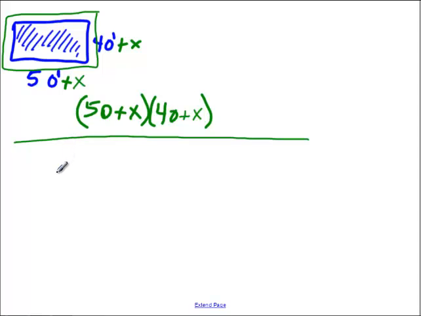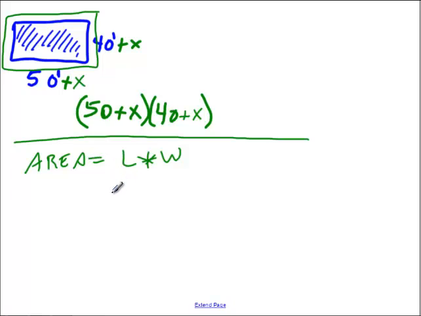Well, if I want to find out the area, remember area of a rectangle, area equals length times width. So here would be my length, here would be my width. My length then, if I'm looking at just the pool, it would be 50 times 40, because that would be my length, that would be my width. 50 times 40, 2,000.